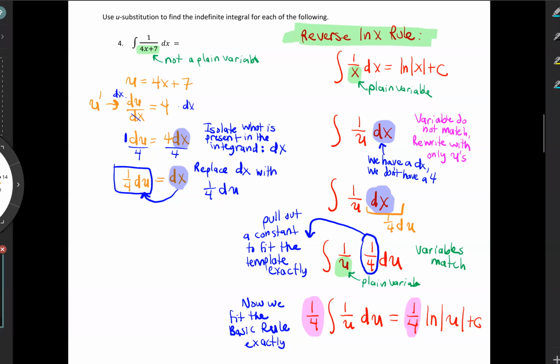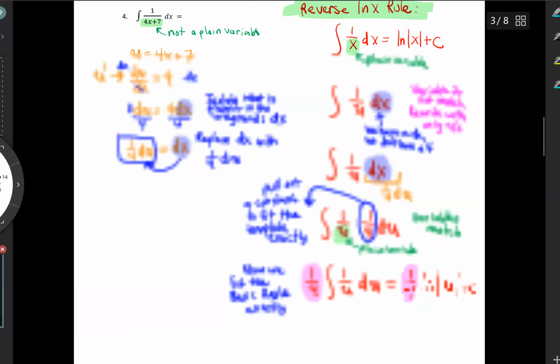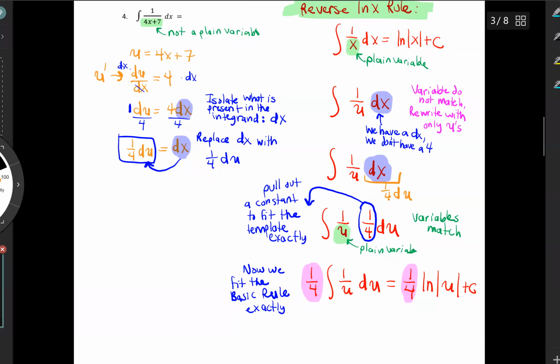Okay, and then what's your very last step before we're done? Yeah, just got to unsubstitute, right? So the very last thing I need to do is unsubstitute. So from here to here, let's unsubstitute the u equals 4x plus 7. So here we go. My answer is going to be 1/4 natural log of the absolute value of 4x plus 7 plus c.